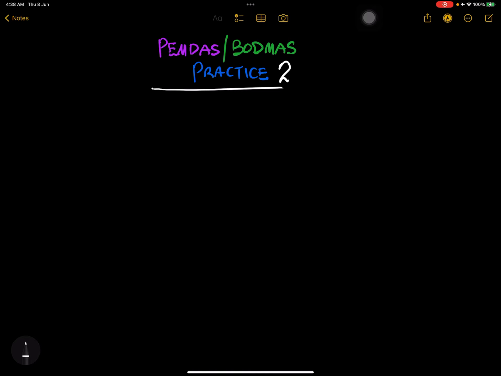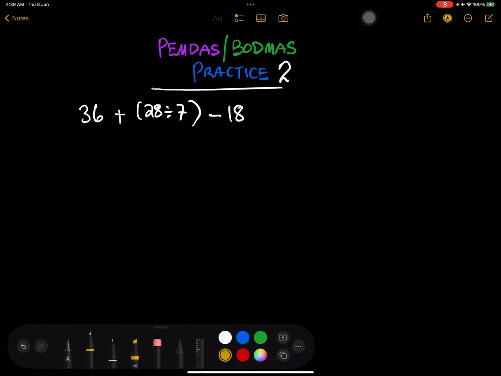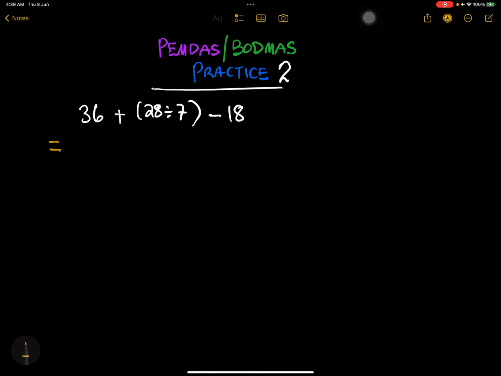So let's imagine for a second that we have this problem. We have 36 plus 28 divided by 7 minus 18. That is what we have. We also said that anytime you see this, you need to introduce an equal to sign, because there's no equality sign in the question. So we're introducing an equal to sign first before we go ahead with this problem.